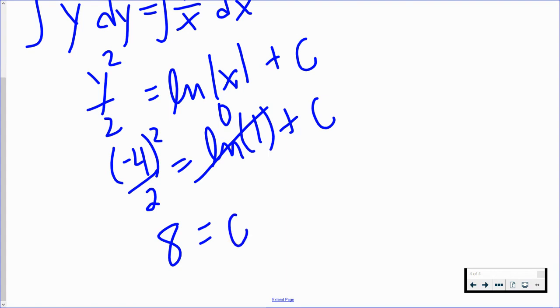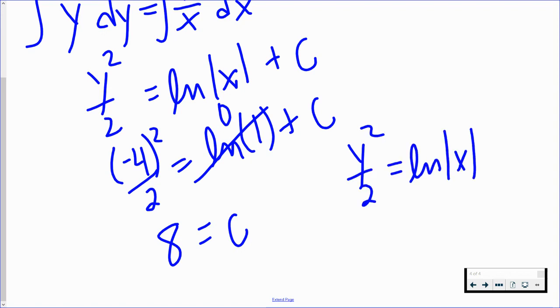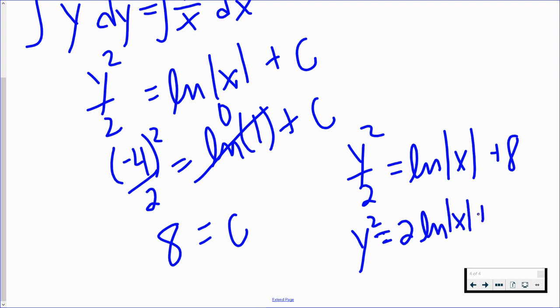Now, let's rewrite. We had y squared over 2 equals natural log of absolute value of x, plus 8. Let's get this in terms of y. So we've got to multiply by 2.